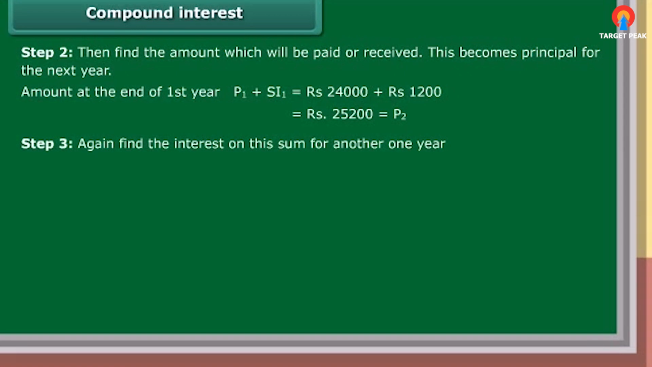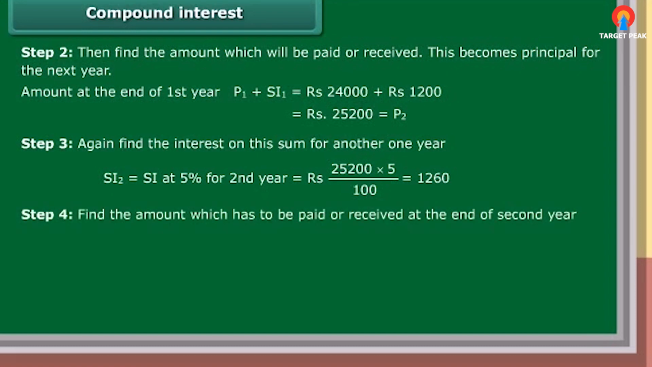Step 3. Again find the interest on this sum for another 1 year. SI2 = SI at 5% per annum for the second year = rupees 25,200 × 5/100 = rupees 1,260.